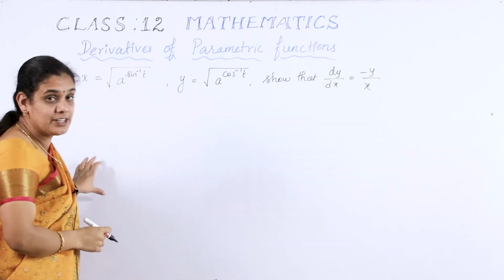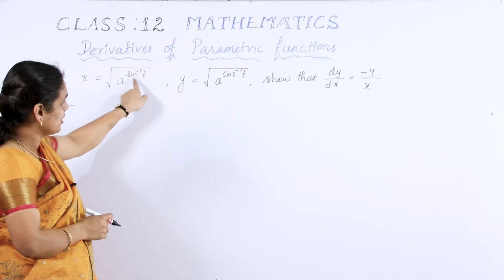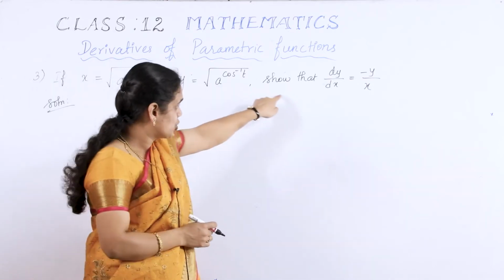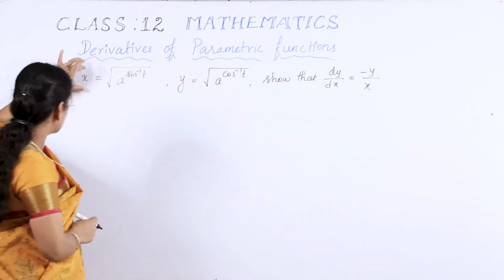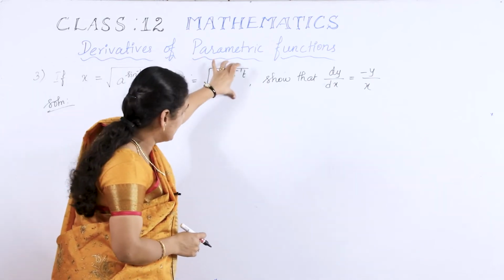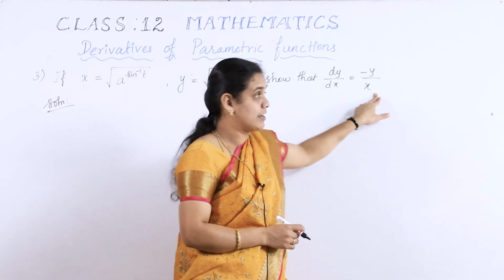Okay, the next question is, if x is equal to root over a to the power sine inverse of t and y is equal to root over a to the power cos inverse of t, then show that dy by dx equal to minus y by x. So let us first differentiate x with respect to the parameter t and y with respect to the parameter t. Then we find out dy by dx, and we will try to bring out this RHS.